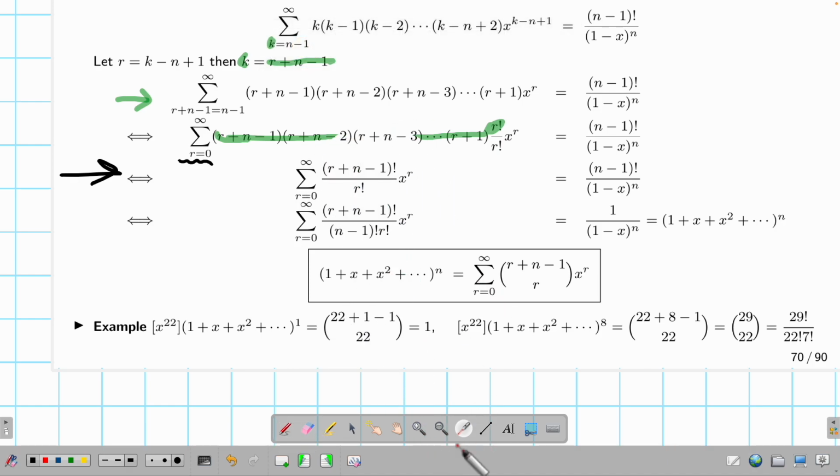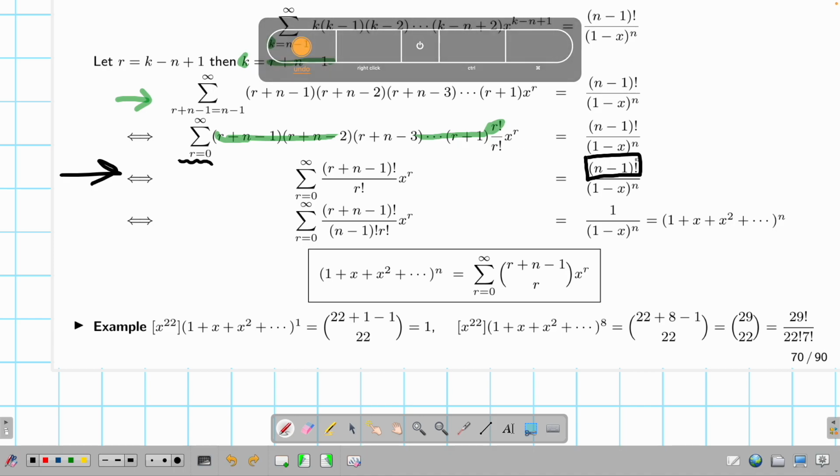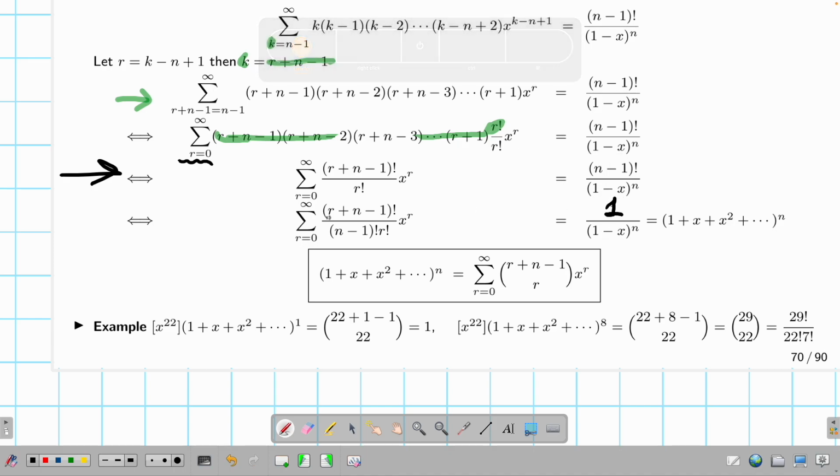Okay, so now we are here. We have an n plus 1, right? N minus 1, so I can divide this guy and move it to here. If I divide this to the other side, here becomes 1, but the n minus 1 goes here. What is this? This is r plus n minus 1, choose r.